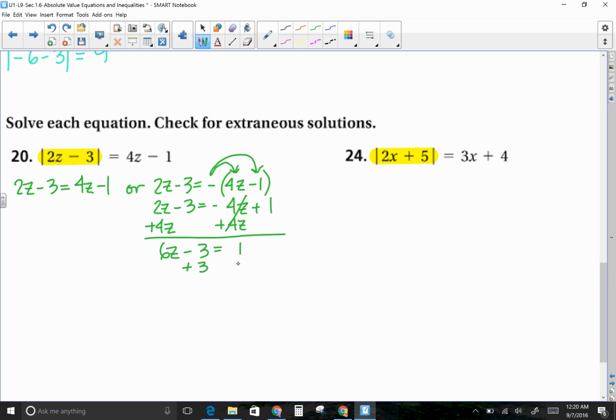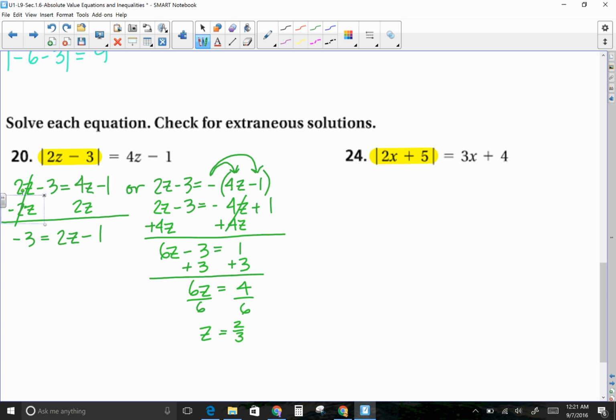And then I'm going to add 3. So I have 6z equals 4. Divide both sides by 6. And z equals 2/3. Okay, now let's go to the other one. And that gives us, I'm going to subtract 2z this time because I want my variable to be positive. So those go away, leaving me with negative 3 equals 2z minus 1.